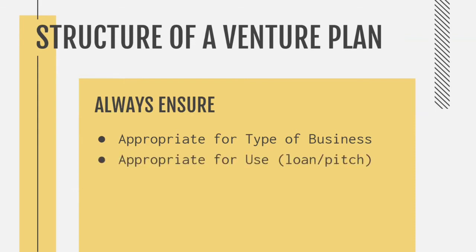It also needs to be appropriate for what you're trying to use it for. If you're using it to get a loan from a bank or get investors, or if you're using it to assist a pitch or in a competition, you want to look into which ones are going to matter. Most banks or investors, as long as all the key information is there, they're not so hung up on the formatting of it. However, if you are taking it to a competition, they often have very specific requirements.